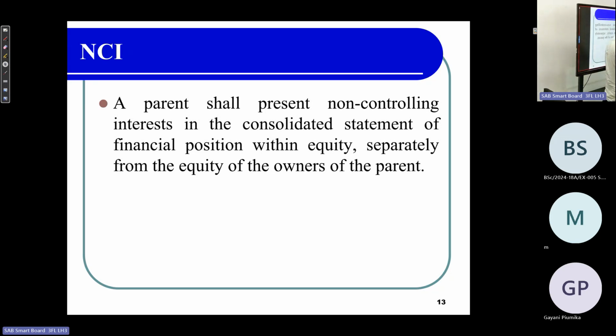Now, the consolidation process again. Consolidated financial statements include items that are not in the separate financial statements: goodwill, NCI, unrecognized assets, unrecognized liabilities, then provision for contingent consideration. Consolidated financial statement.